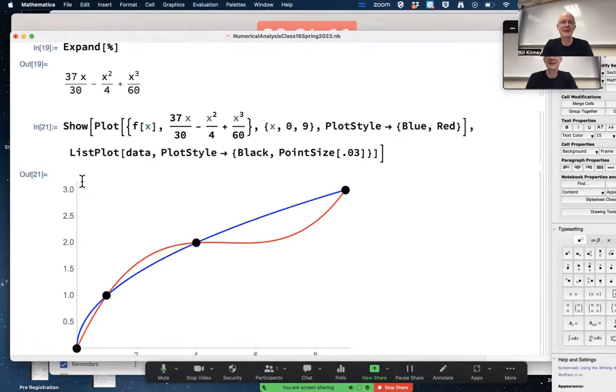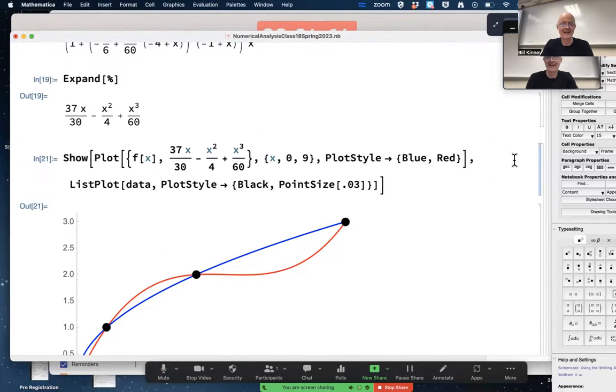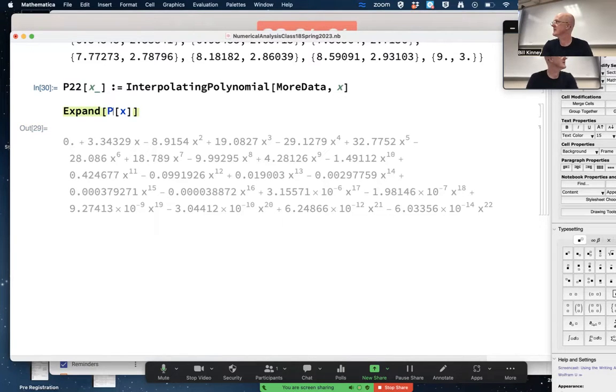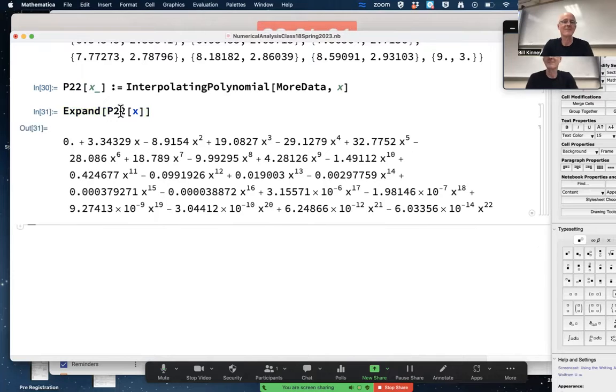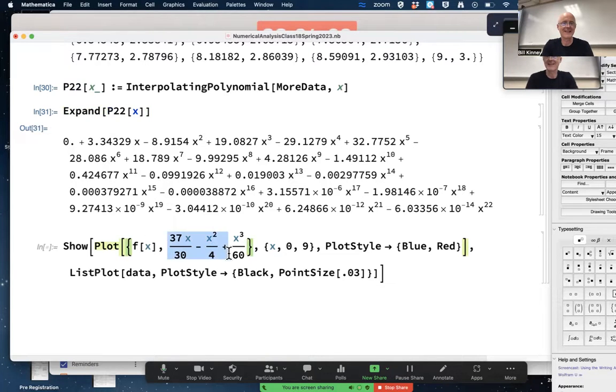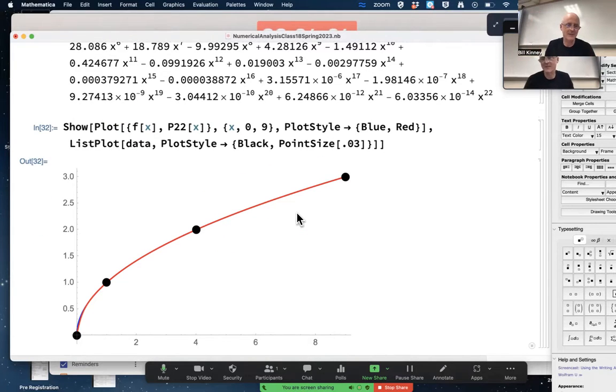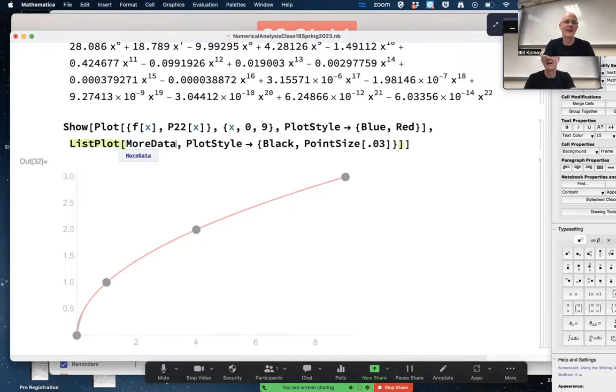How does it do? I guess it's not P3 anymore, is it? I shouldn't call it P3. P22. It's 23 nodes, but the degree is 22. There we go. I can't tell the difference between them except near 0. Woohoo! It's more than just those 4 data points too. Oh, okay, more data. There we go.